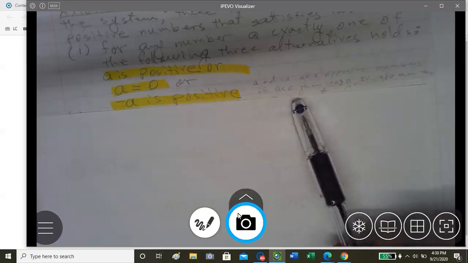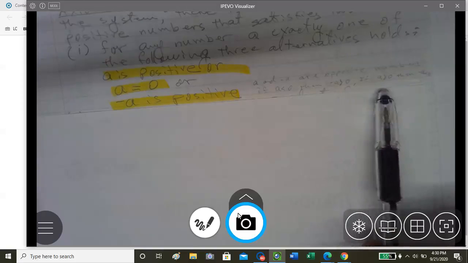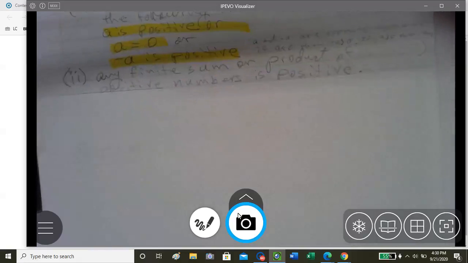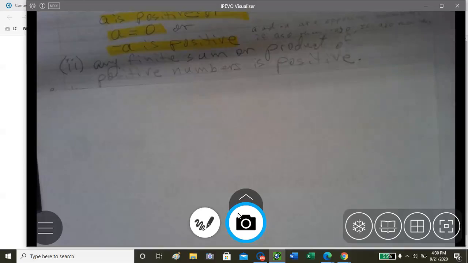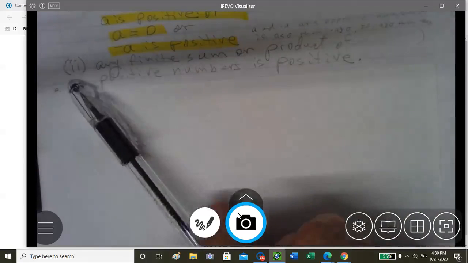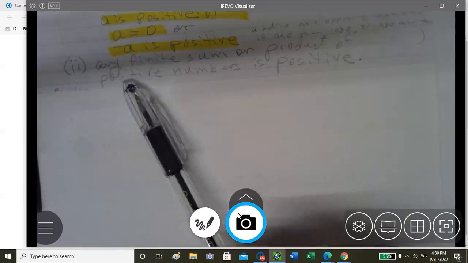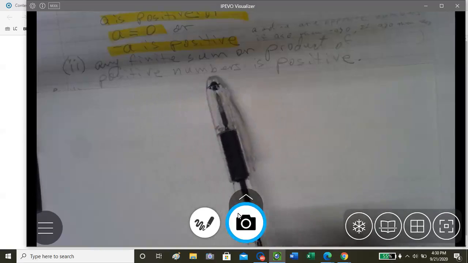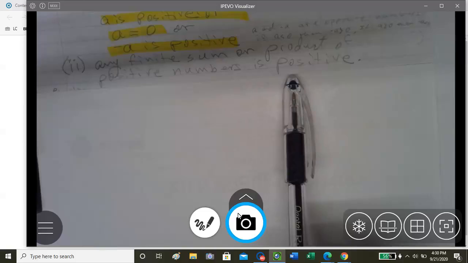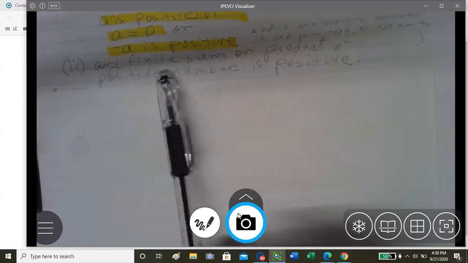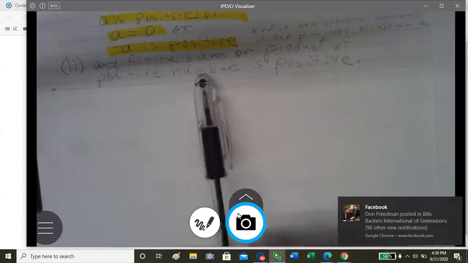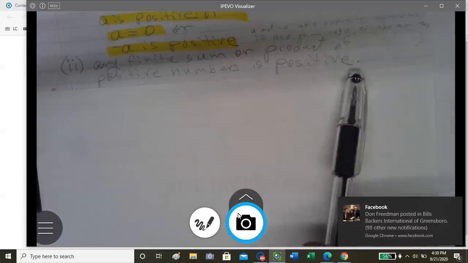If a is less than 0, then negative a is greater than 0. If a is greater than 0, then negative a is less than 0. So they're opposites. So only one can be greater than 0, one can be less than 0. The second condition is any finite sum or product of positive numbers is positive. So we're talking about a finite sum, a plus a plus, plus, plus, or product of positive numbers is positive.